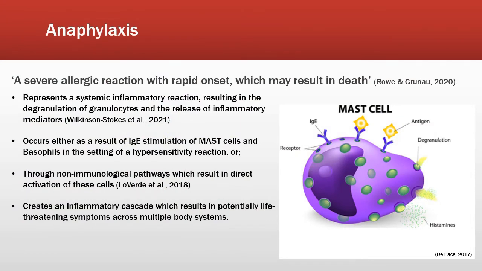So anaphylaxis will invariably be characterized as a severe allergic reaction with a rapid onset, which can have some fairly dire consequences, including death. It represents a systemic inflammatory reaction resulting in the degranulation of granulocytes such as mast cells and basophils. And they degranulate inflammatory mediators such as histamine into the bloodstream. The result of this is a systemic inflammatory cascade which results in potentially life-threatening symptoms across multiple body systems.